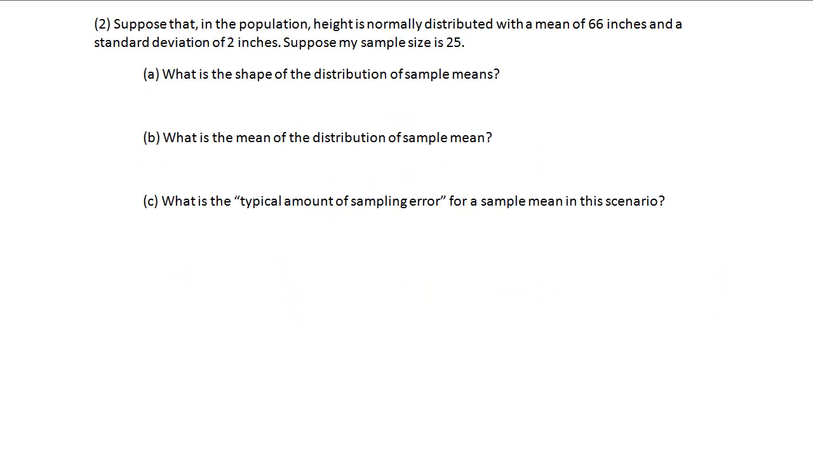Okay, next problem. Suppose that in the population, height is normally distributed with a mean of 66 inches and a standard deviation of 2 inches. Suppose my sample size is 25. What's the shape of the distribution of sample means? It's normally distributed, because the population is normally distributed. That's why it's going to be normal.